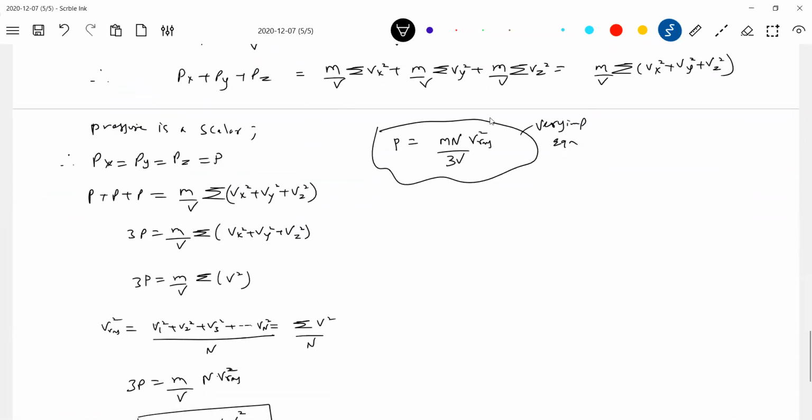So we know this. Can we also write M by 3V? What is the density of the gas, mass by volume? So rho by 3. Okay, this is the expression for root mean square speed. So what is vrms you should call?